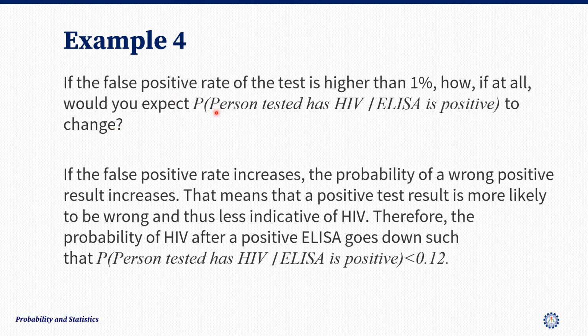Another example: if the false positive rate of the test is higher than 1%, how, if at all, would you expect the probability of person tested has HIV given that ELISA is positive to change? If the false positive rate increases, the probability of a wrong positive result also increases. That means that a positive test result is more likely to be wrong and thus less indicative of HIV. Therefore, the probability of HIV after a positive ELISA goes down, such that the probability of person tested has HIV given that ELISA is positive will be lower than 0.12.